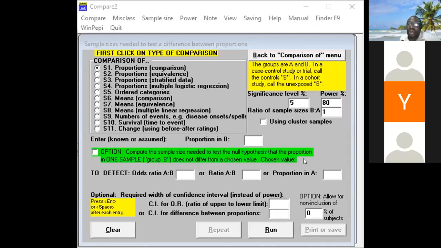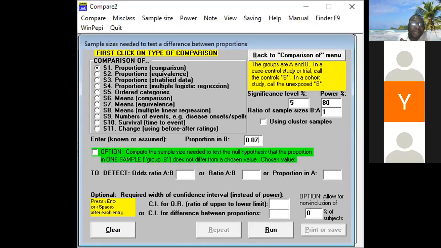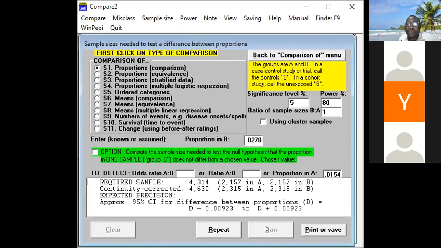Then if we use this one now, 0.0278 and 0.0154. Can you see? Each of them is about 2,150. So let's move further.